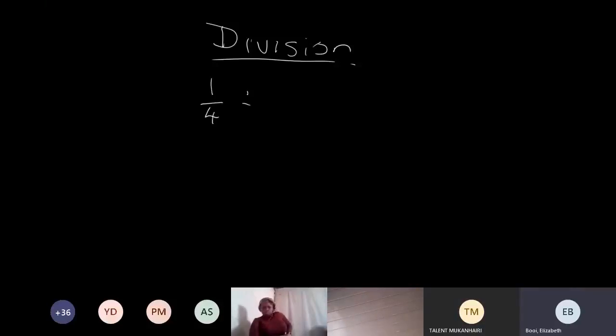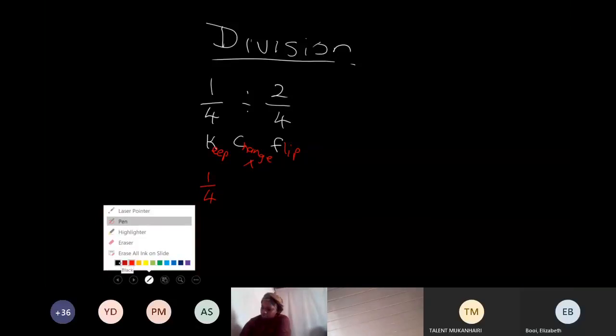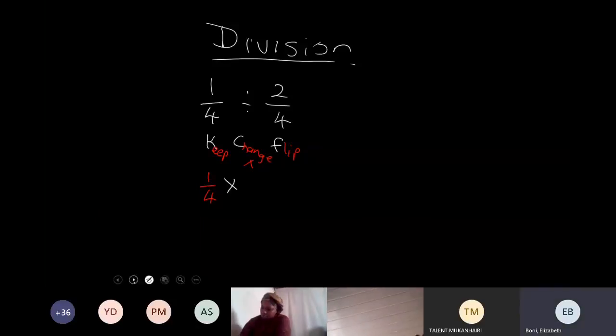Let's say I have 1/4 divided by 2/4. When you deal with divisions, there is a simpler method. It's what we call KCF. It means keep the first fraction, change the sign to a multiplication, and then flip the second fraction. The numerator becomes the denominator, and the denominator becomes the numerator. We keep the first, 1/4. We change the sign to a multiplication, and we flip the second to 4/2. That's all you do.